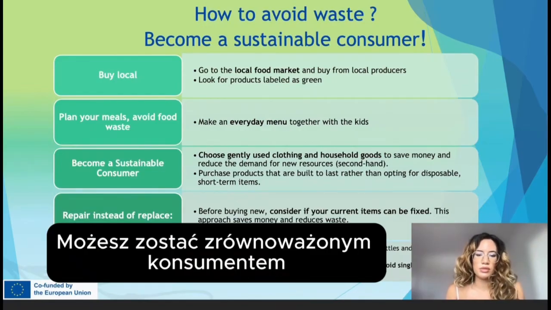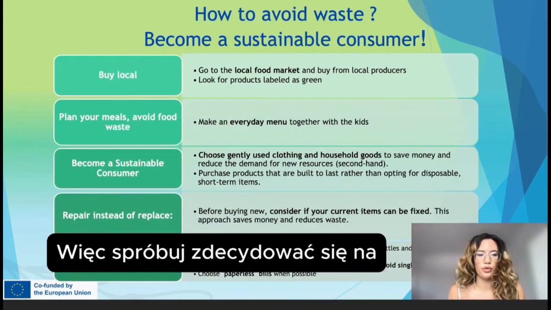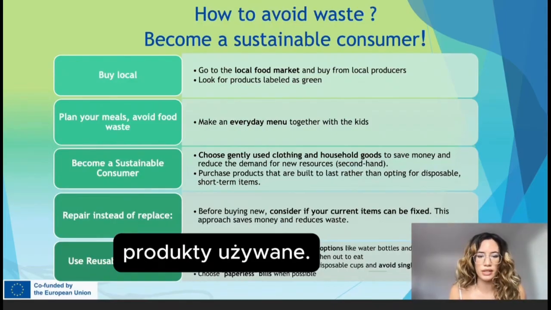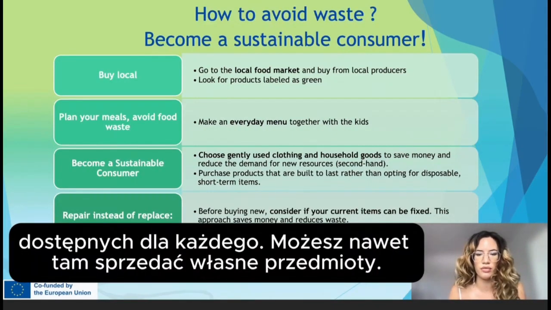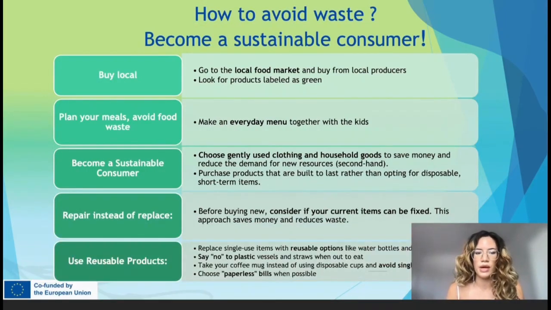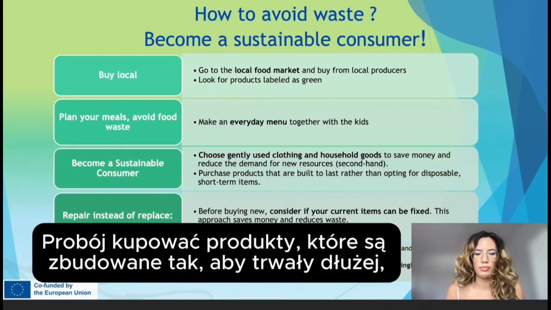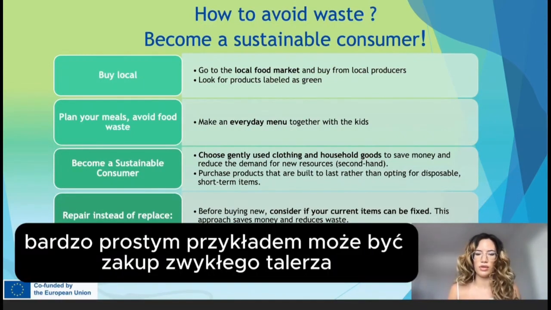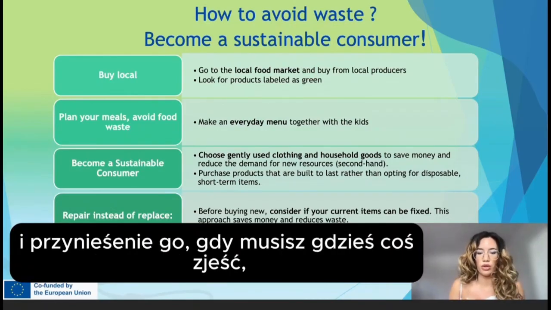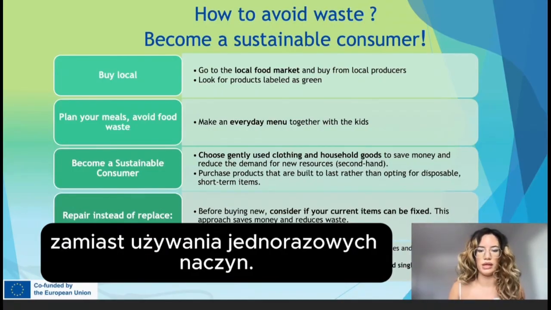You can become a sustainable consumer, so try to opt for secondhand products and household goods, clothing. There's a lot of secondhand markets everywhere available to everyone. You can even sell your own items secondhand to other people. And also to try to buy products that are built to last longer rather than using disposable products. So this very simple example would be to buy a regular plate and bring regular plates when you need to eat somewhere rather than using disposable plates.